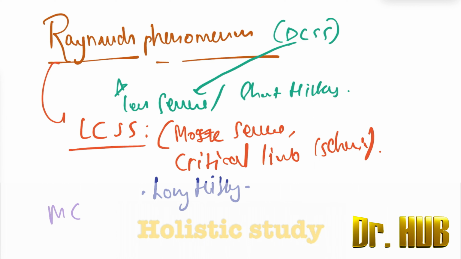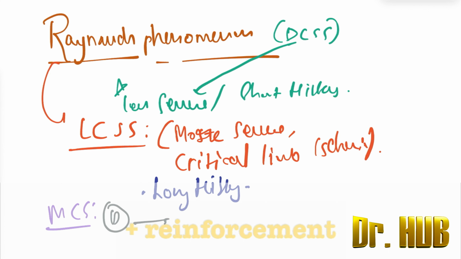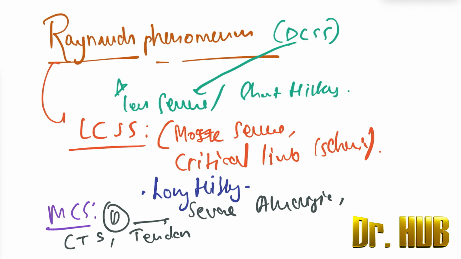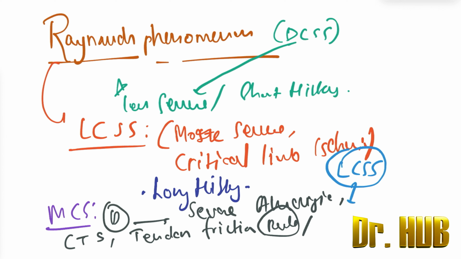Then we are looking at the musculoskeletal system. In terms of the musculoskeletal system, in DCSS there is severe arthralgia. There is also carpal tunnel syndrome and tendon friction rubs. In terms of LCSS, limited cutaneous systemic sclerosis, there is mild arthralgia.